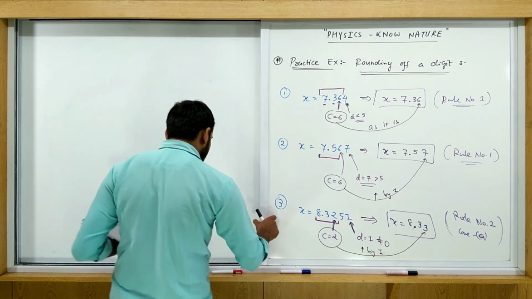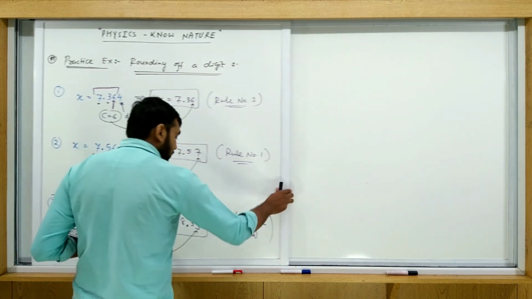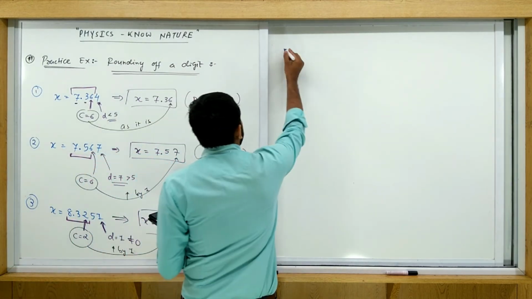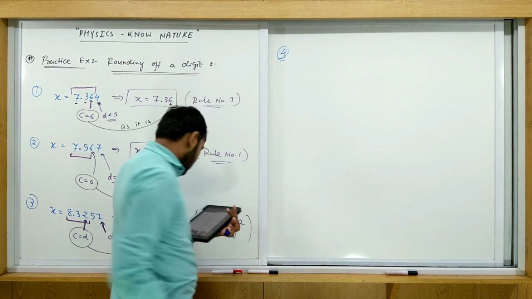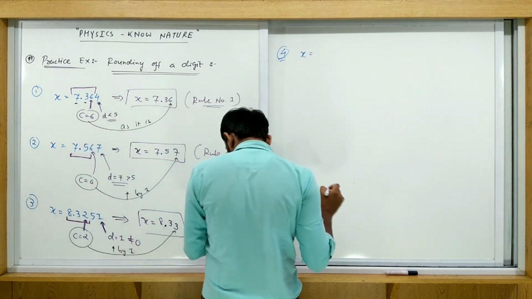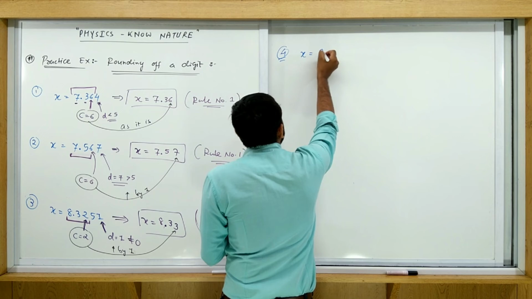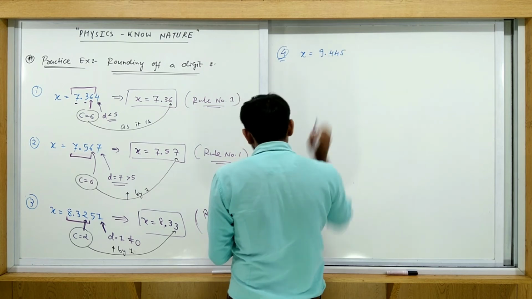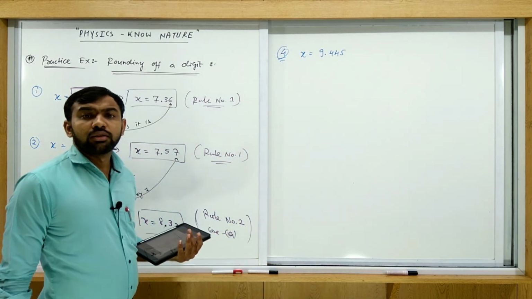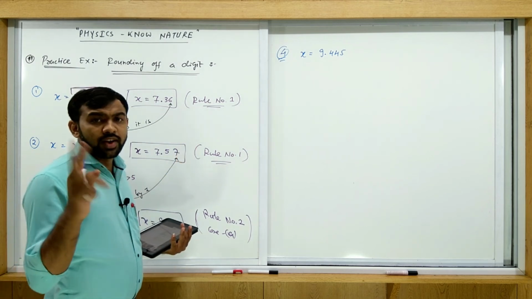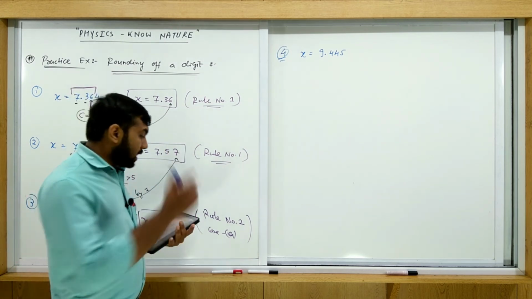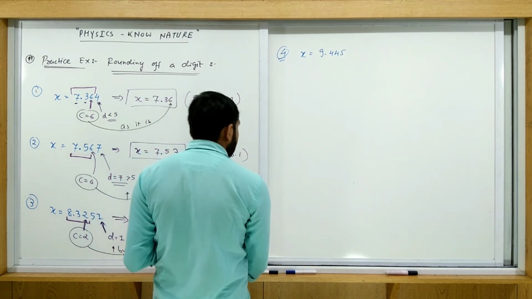Let's write the next example. Example number 4. Try to solve this example again by yourself. X is equal to 9.445. Your time starts now. 20 seconds. Pause your screen and try to solve. Okay, we have to solve this problem. We are just going to the solution.